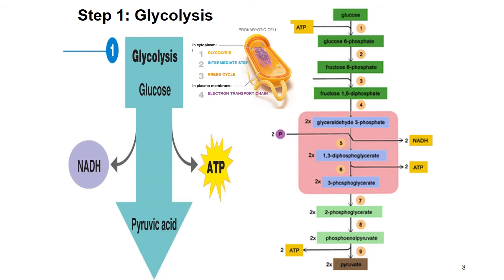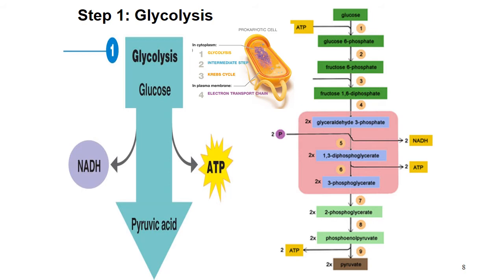Glycolysis. This is step 1 of aerobic respiration, anaerobic respiration, and fermentation. Glycolysis occurs in the cytoplasm. Glycolysis begins with glucose. Glucose, labeled here, is a 6-carbon molecule. During glycolysis, it takes 10 steps to go from glucose to pyruvate or pyruvic acid.